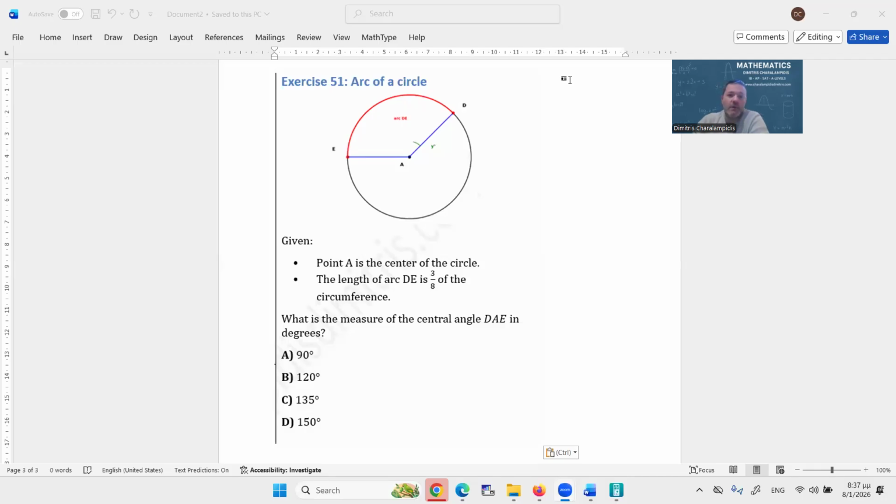Exercise 51, arc of a circle. Given that point A is the center of the circle, as shown, and that the length of arc DE, the red one, is 3/8 of the circumference of the circle, what is the measure of the central angle DAE in degrees? So we need to find the size of this angle over here.